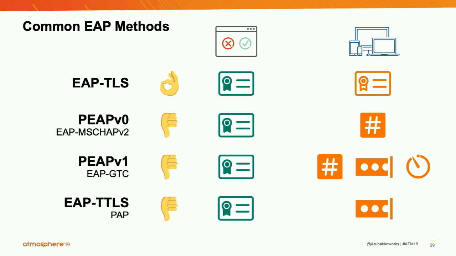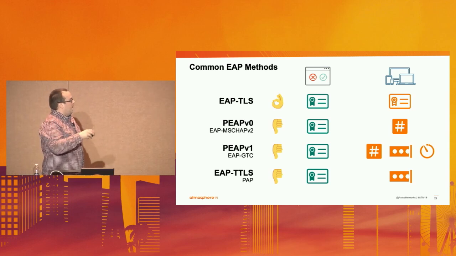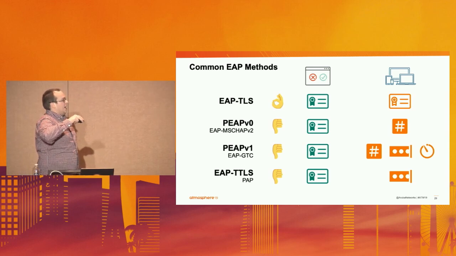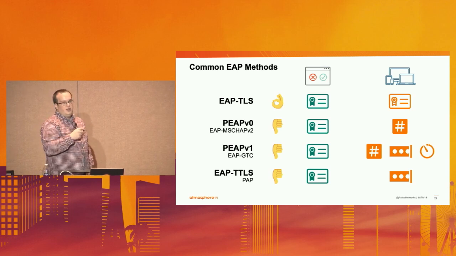So generally, if you have Microsoft Active Directory domain controllers, you're using PEAP v0. If you use OpenLDAP or some other platform, you're generally using EAP-TTLS PAP. EAP-TTLS PAP requires almost the same level of configuration on the client as EAP-TLS, which is just another reason why we say just ignore all of these and do EAP-TLS.